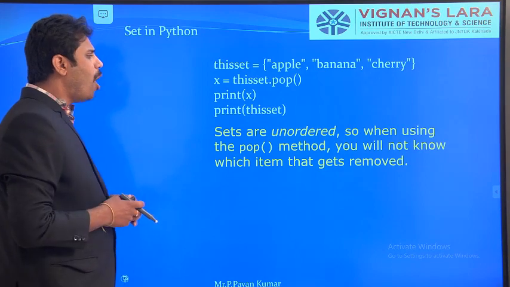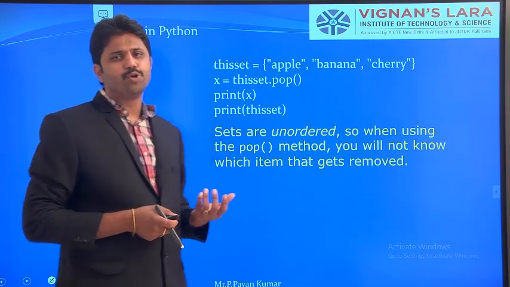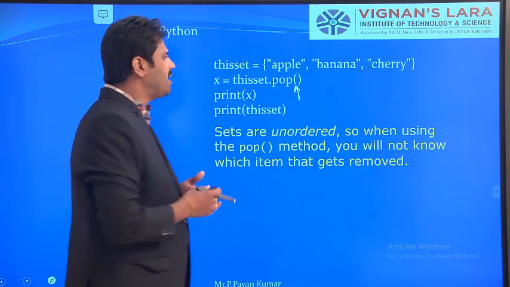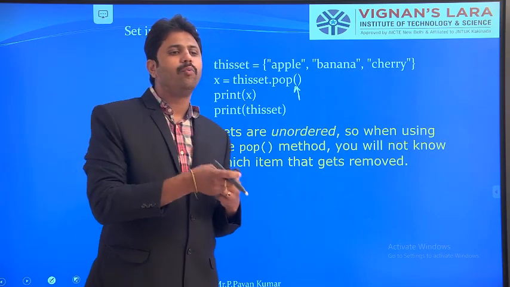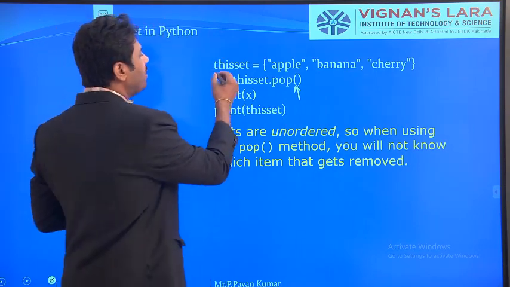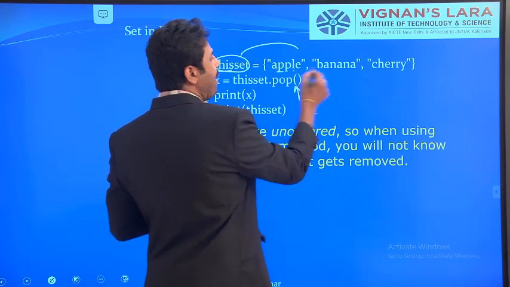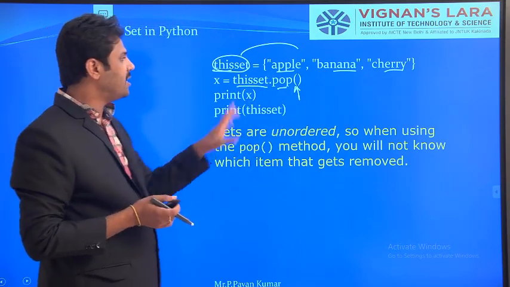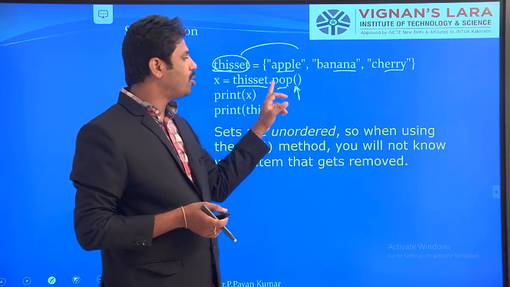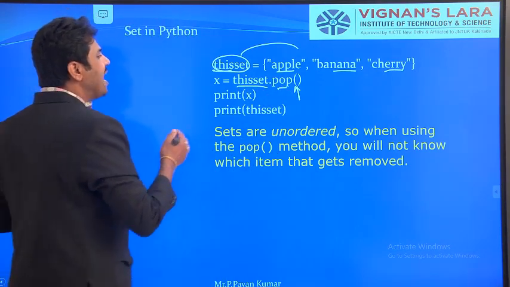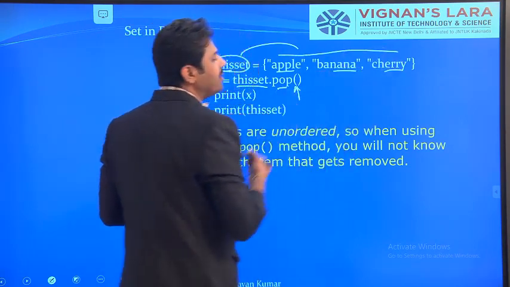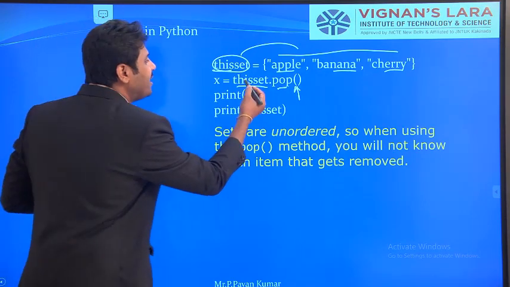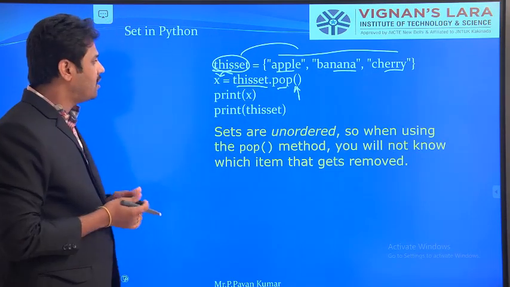Next, pop. Pop is also used to remove an element, but it doesn't remove a particular element. If I have a set apple, banana and cherry, and you write a statement, this set dot pop, it removes any one of the elements in that set. It just removes a random element and returns that element.